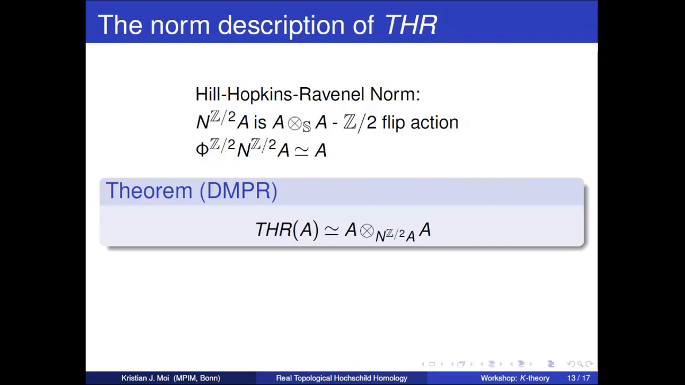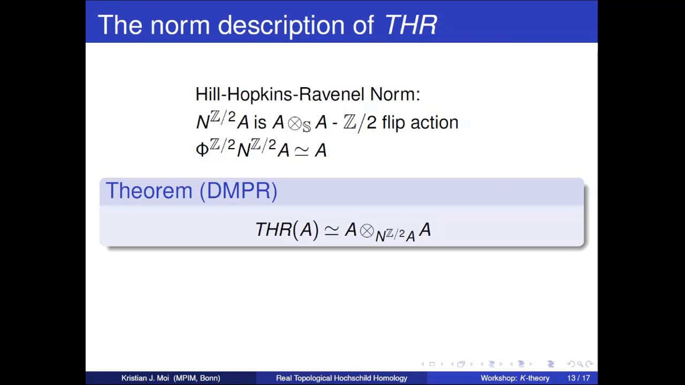Okay, so here's the theorem. This is an equivalence of genuine Z/2-equivariant spectra. If you recall from before, THH you could write as A tensored over the enveloping algebra, A tensor A^op, with A, and here we think of this norm as a genuine equivariant refinement of the enveloping algebra. This is the starting point for most of the theorems to come.